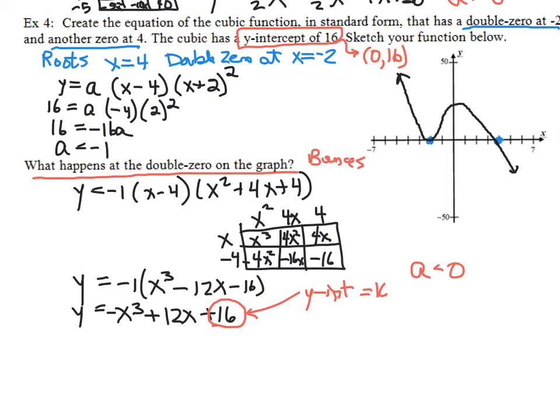So you see that while it has two real roots, one of the roots turned out to be a point where the graph didn't cross the x-axis, it bounced off of the x-axis. And that's because it's one of those double zeros.